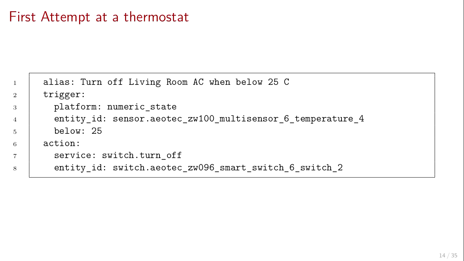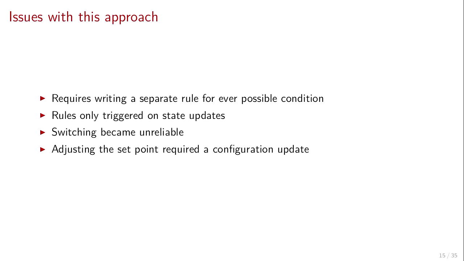And this kind of worked, but it had a lot of problems. The first is I have to write a rule for every conceivable condition. A lot of rules, especially because I've got two different AC units that I'm controlling. The rules are also only triggered on state updates, so if something goes wrong, it gets stuck. And the switching becomes unreliable when that happens. The thing that was the real killer, though, is if I ever want to change the temperature that I'm setting the AC to, I have to modify the YAML code, commit it to my Git repository, push it up to the server, and then the rule will be checked when I reload the configuration file, which is not the best model if I want it a little bit colder in my apartment for whatever reason. So this didn't work.